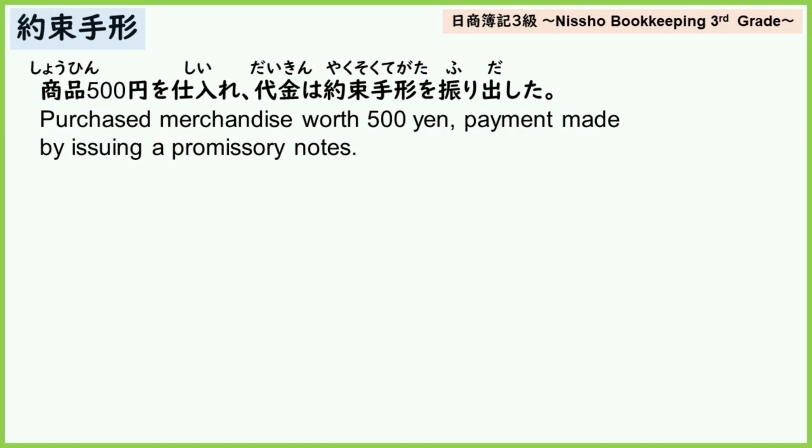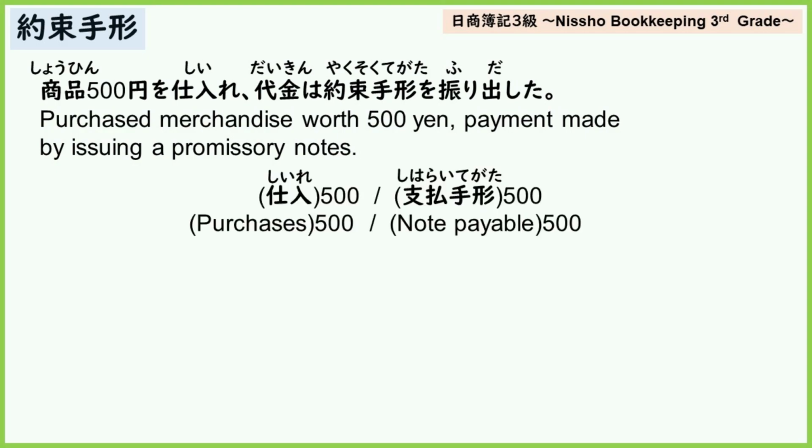Next, let's examine the journal entry for when you issue a promissory note. Purchased merchandise worth 500 yen, payment made by issuing a promissory note. The journal entry is as follows. Debit, purchases 500. Credit, note payable 500. When you issue a promissory note, you undertake the obligation to pay the amount later. This obligation is accounted for as a liability under note payable.